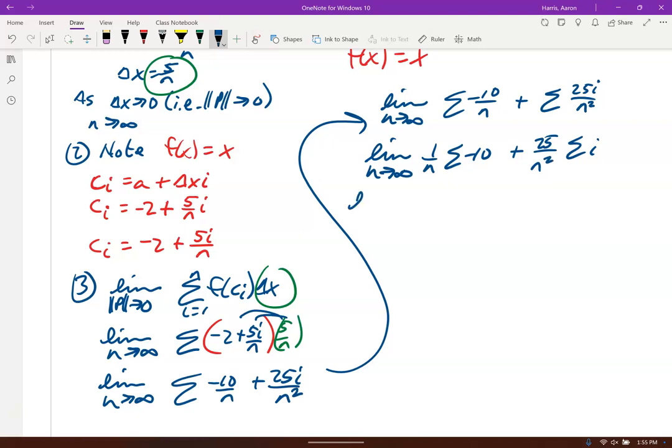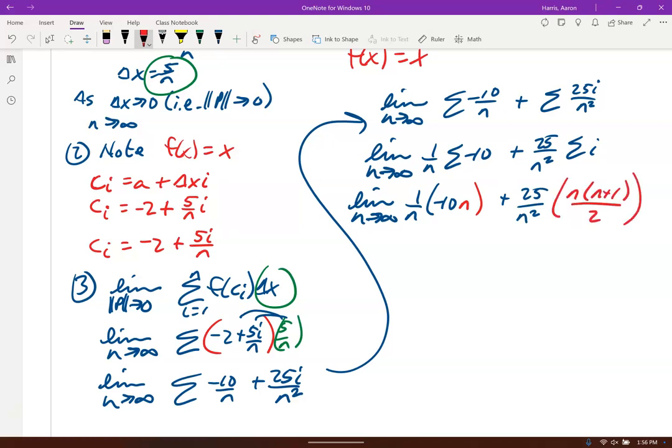And now let's use our formulas. Limit as n goes to infinity. I got 1 over n. And I've got negative 10 constant times n plus 25 over n squared. I was that n times n plus 1 over 2. So I got negative 10 plus, that'll be 25n squared plus 25n all over 2n squared.